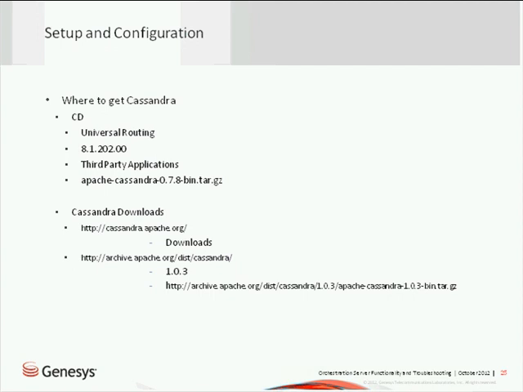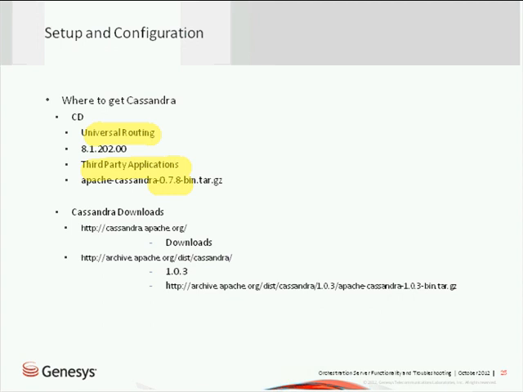Cassandra is a little trickier. If you want to get it from the download site, you have to go and grab the CD. There's not an actual download for it. So you can find it on the Universal Routing CD. The latest version I saw was 8.1.202.00. There's going to be a third-party applications folder. The problem here is the version that's included is going to be 0.78, and that's a pretty old version, and we wouldn't recommend using that. So instead, we'd recommend you go out and pull that software off of the Cassandra download site directly.